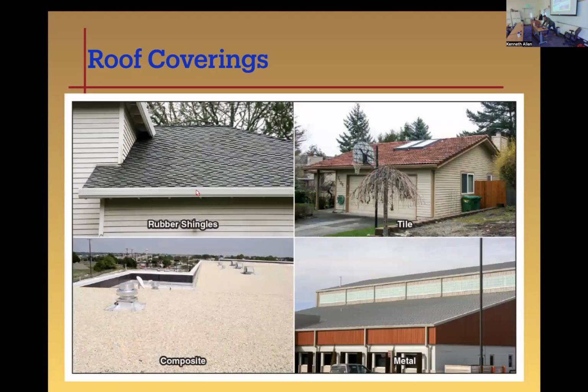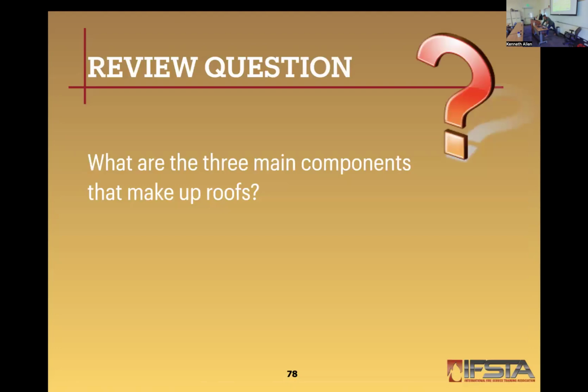Here's some rubber shingles. Here's some S-tile. Composite is like sheets either of asphalt and rock, or it's mopped on tar, and then they pour the gravel on top. Here's a metal roof. Different saw blades are needed for different roofs.